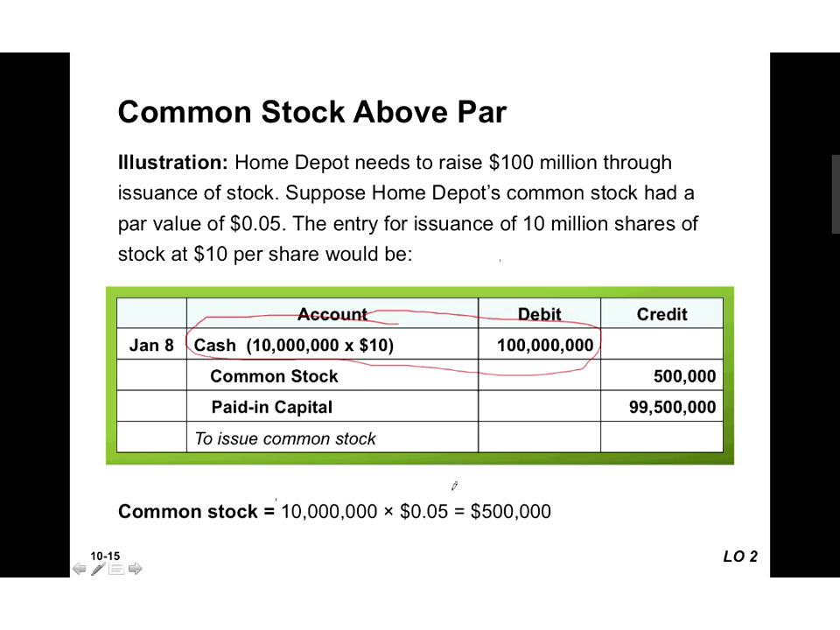Common stock will be credited for the par value. So we take those 10 million shares and we multiply it by the par value. And that's what goes into common stock. Common stock will only get the par value. If we have a par value stock, the only thing that ever goes into the account common stock is par value. Okay, and that's this legal distinction.